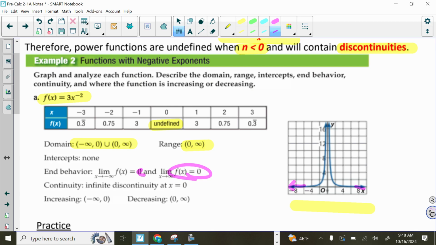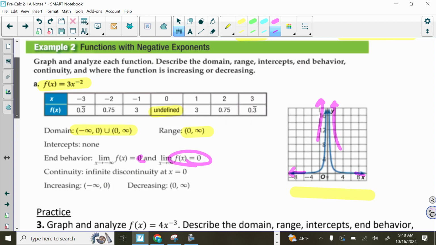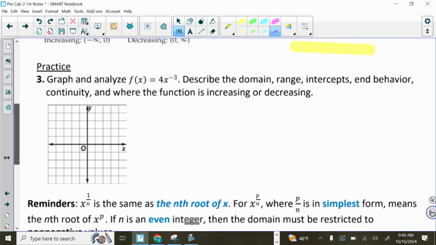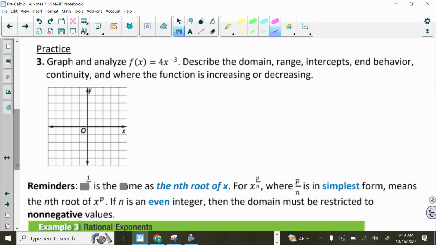Continuity, we have an infinite discontinuity at x equals 0. Remember, infinite discontinuity is these ones where they shoot way up and go crazy up here, and that is where we have infinite discontinuity. It's never going to touch 0 there. And then we're decreasing from negative infinity to 0, and increasing from 0 to infinity. So let's practice one of those as well. So graph and analyze this one, 4x.